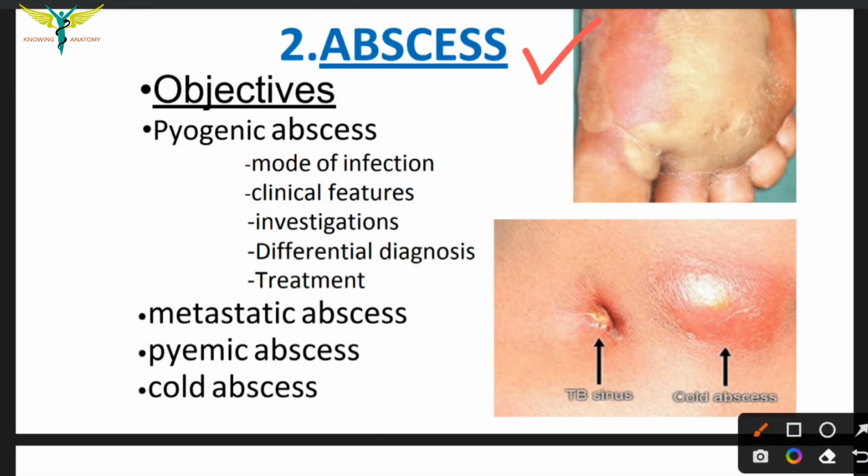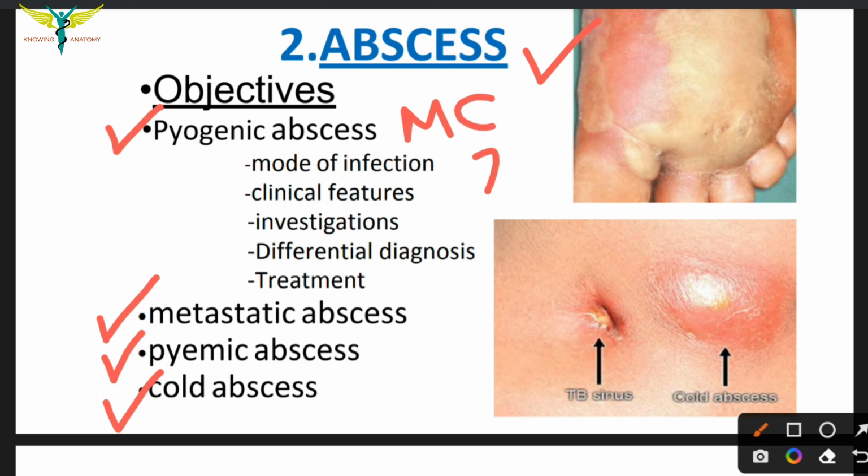Abscess. Abscess means deposition of pus. So abscesses can be pyogenic abscess, metastatic abscess, pyemic abscess and the cold abscess. The most common abscess is the pyogenic abscess. Here we will be learning about the mode of infection, clinical features, investigations, differential diagnosis and the treatment of the pyogenic abscess. And later on we will be learning about metastatic abscess, pyemic and the cold abscess.